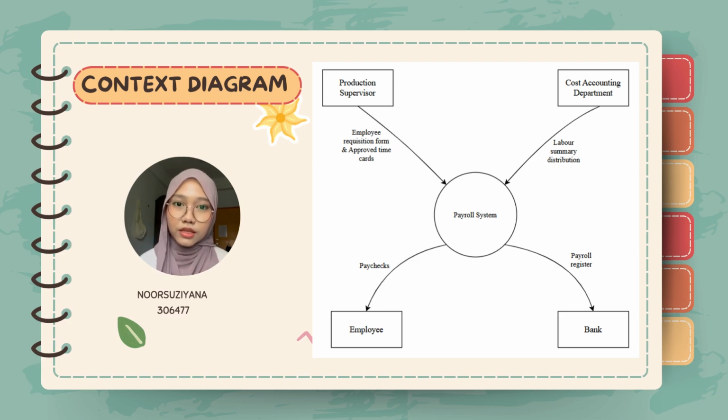The cost accounting department provides crucial labor distribution summaries, while the production manager receives personnel action forms and paychecks for distribution to employees. Finally, the bank receives payroll deposits into the imprest account. This diagram clearly establishes the system boundaries and shows how information flows between the payroll system and external stakeholders.